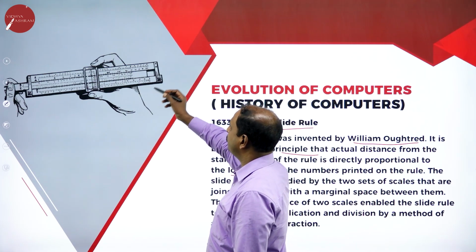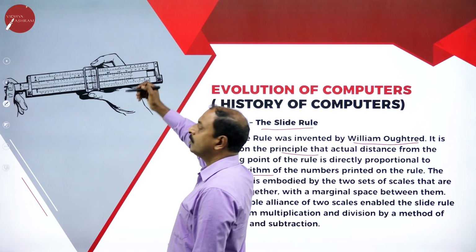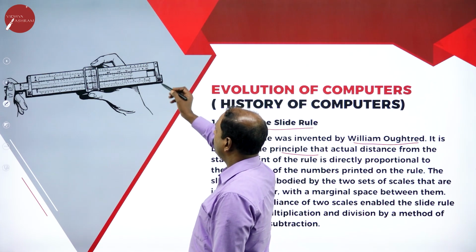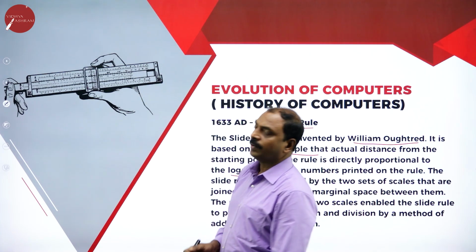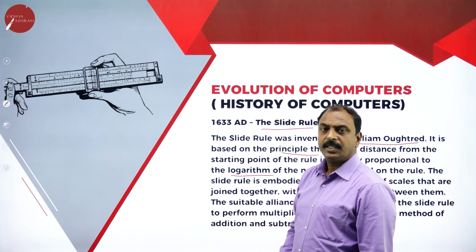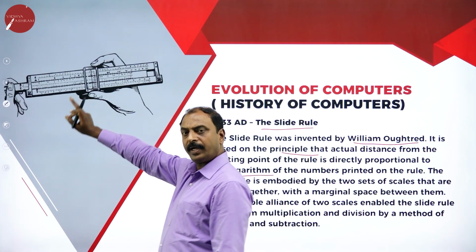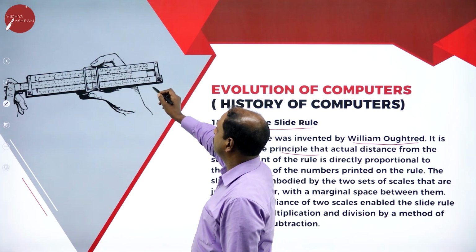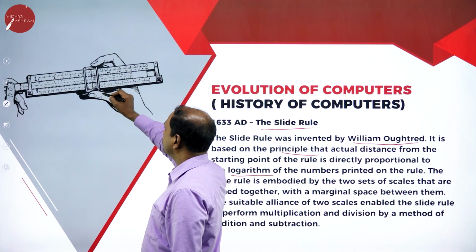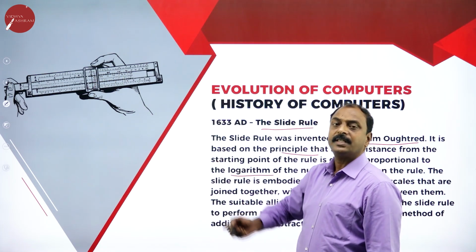So why do we say it is a slide rule? Here these slides are movable. By moving these slides from left to right, people in those days could multiply 2 numbers and divide 2 numbers, and the result would be displayed within a small window or a small opening. So this is a slide rule.